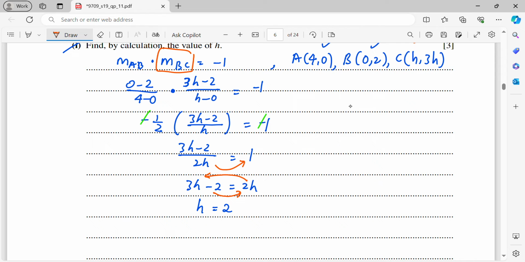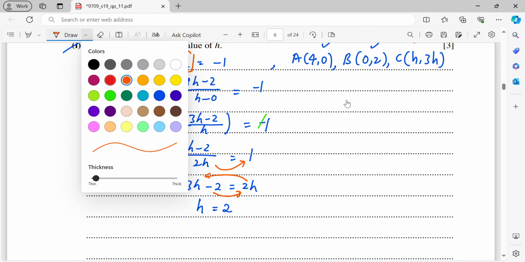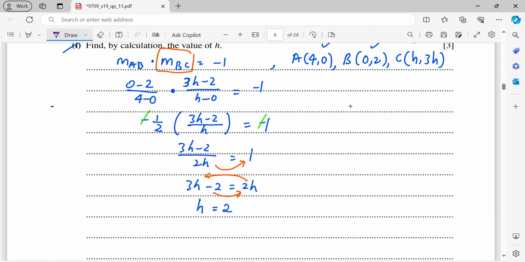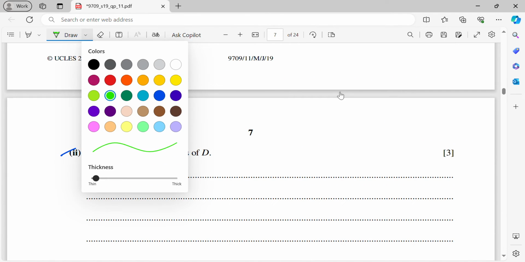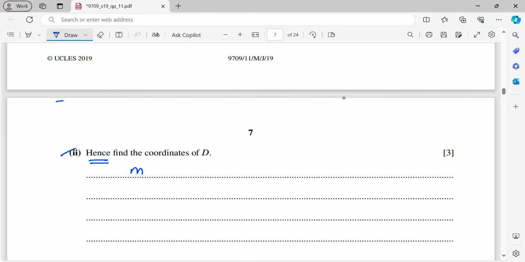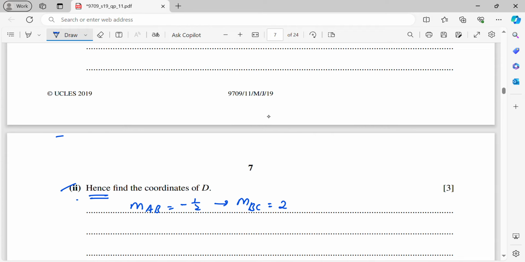Now look at here. Your gradients of AB, right? Your gradients of AB is basically negative half. Therefore, gradients of BC, it should be 2, right? So that the multiplication equals to minus 1. So then from here, I will just write MAB is negative half. Therefore, MBC is 2. Okay, this is from first part.